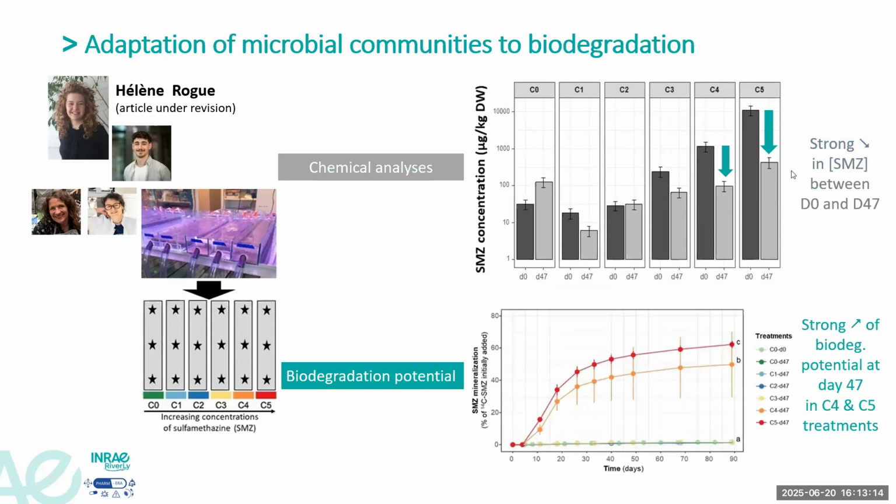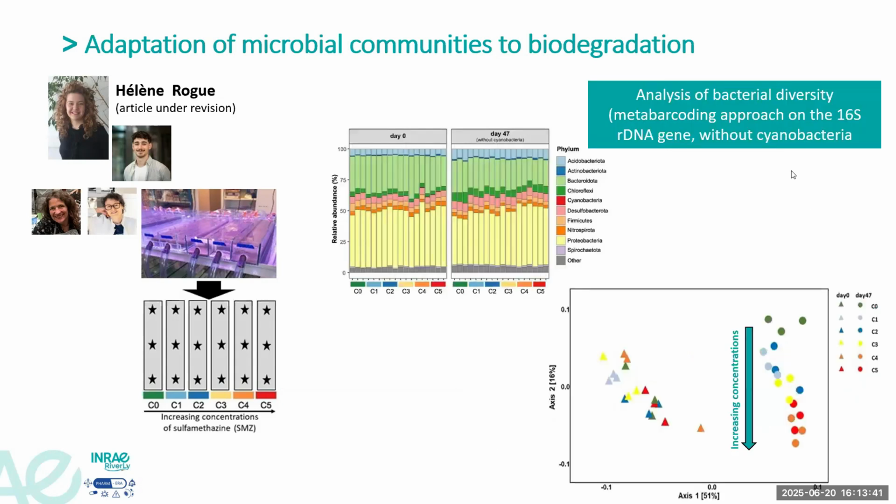In parallel, thanks to the collaboration with Marion in Dijon, we were able to show that this was partially due to the increase of the capacity of sediment communities to degrade these antibiotics. You can see with the red and the orange curves that at the 2 highest concentrations, the communities developed the capacity to degrade sulfametazine. This change in the biodegradation capacity was also associated with a change in microbial diversity, especially bacterial diversity. You can see in the figure that the community diversity clearly changed according to the exposure level. The bioinformatics analyses were performed by Louis.